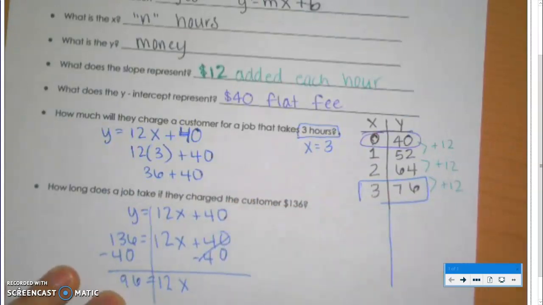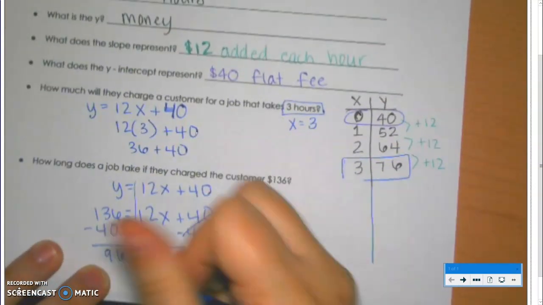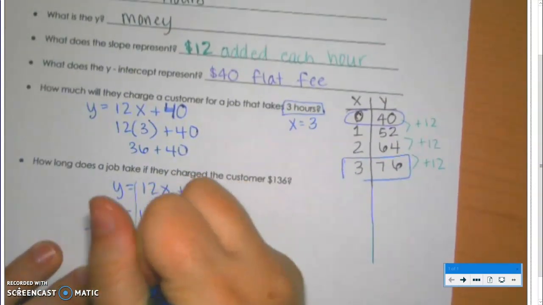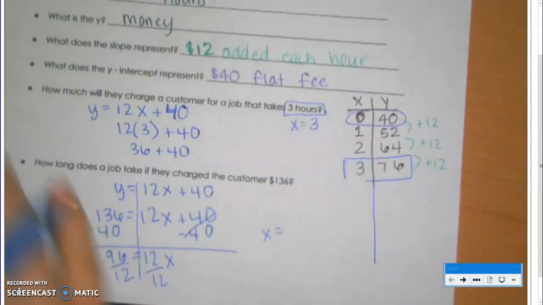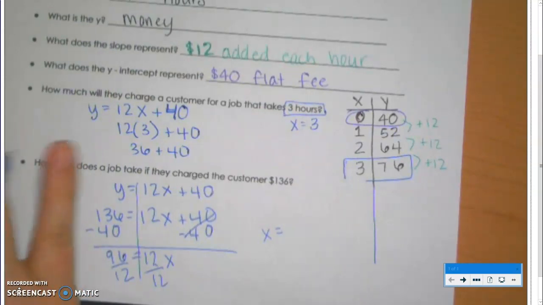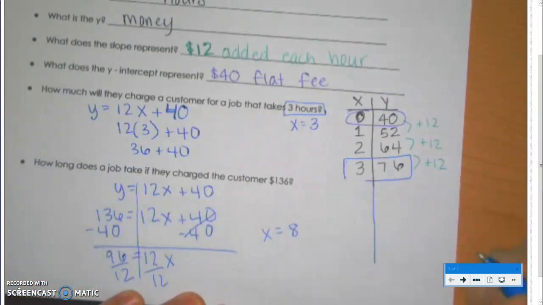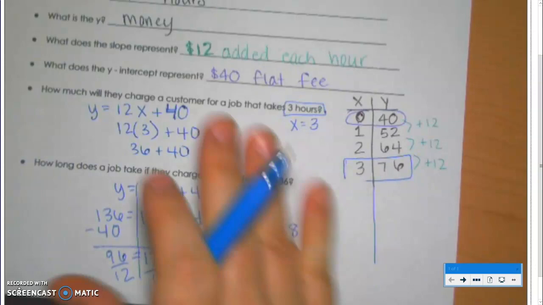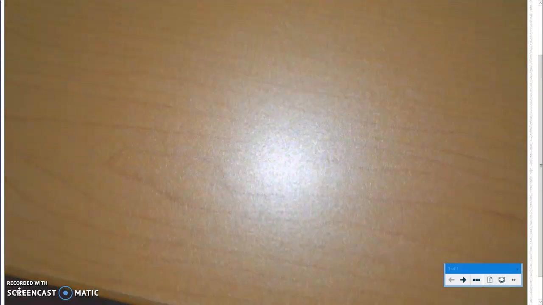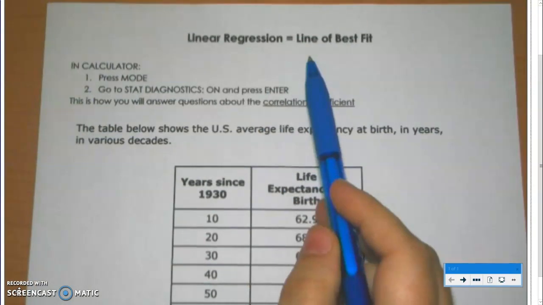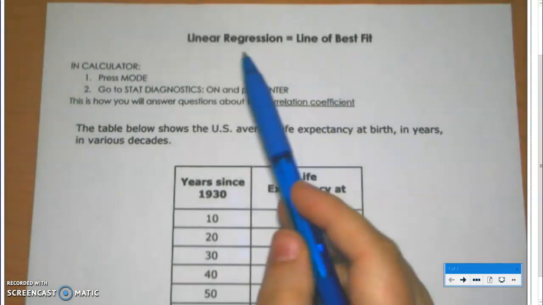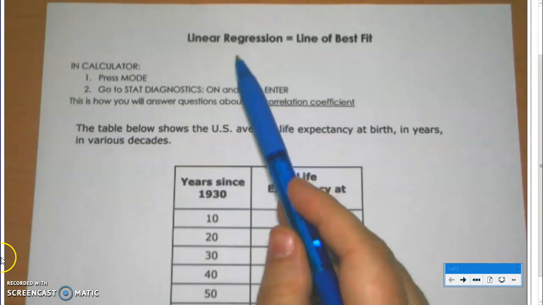And then now I know how much it is per hour, so I'll divide by 12. So 96 divided by 12, I think is 8. Yeah, so 8 hours. All right, so those types of questions are similar to questions that ask you to do linear regression. So linear regression and line of best fit mean the same thing. So if you see one in the directions, they both mean the same thing.